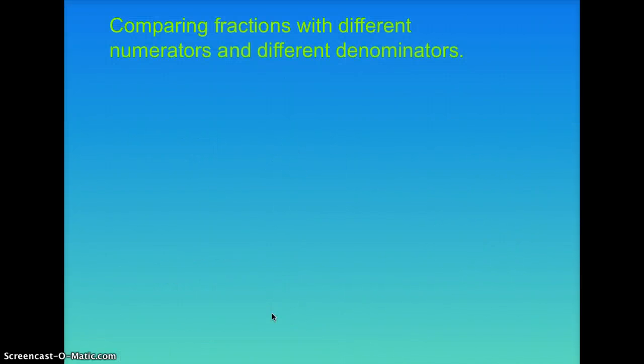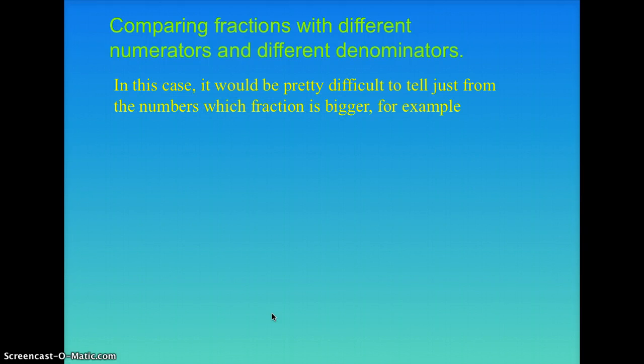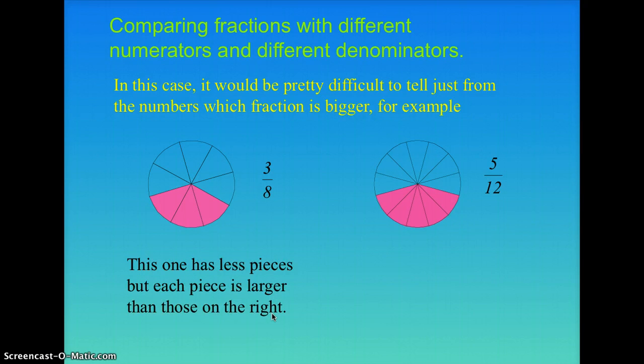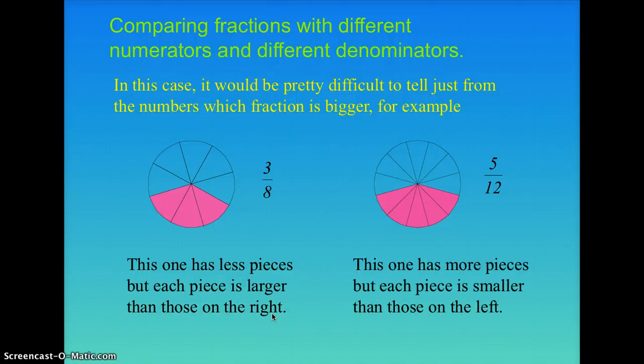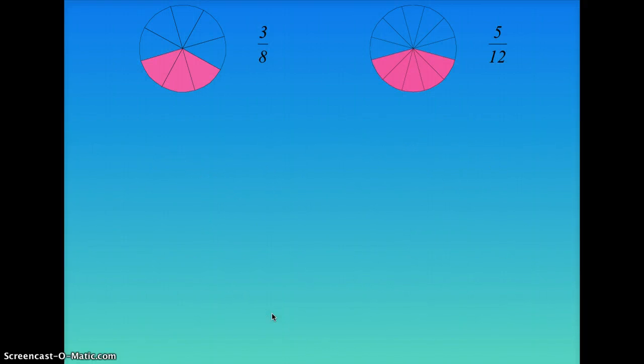What about comparing fractions with different numerators and different denominators? In this case, it would be pretty difficult to tell just from the numbers which fraction is bigger. Here's a good one to look at: 3/8 and 5/12. This one has fewer pieces, but each piece is larger than those on the right. This one has more pieces, but each piece is smaller than those on the left.